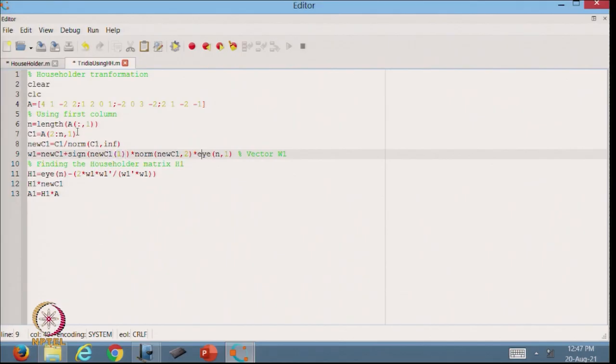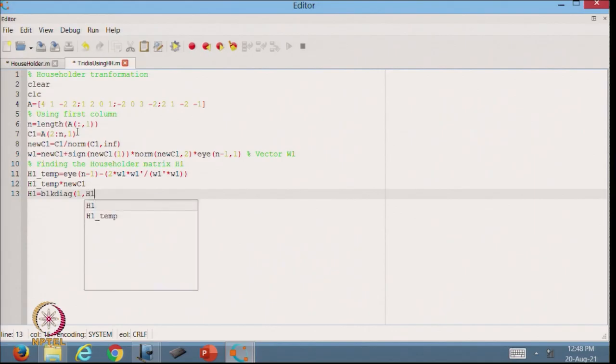Now, I will go this way. If you see from here, this will be n minus 1, because now I am taking 3 by 3 and finding my H1. So, H1 is okay. Now, it should be n minus 1. I will call this temporary, H1 temporary and new C1. And now from here my H1 will be a block matrix, where I put 1 here and H1 temp. So, this is what we are able to do.